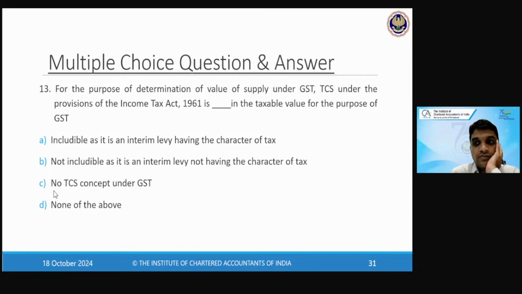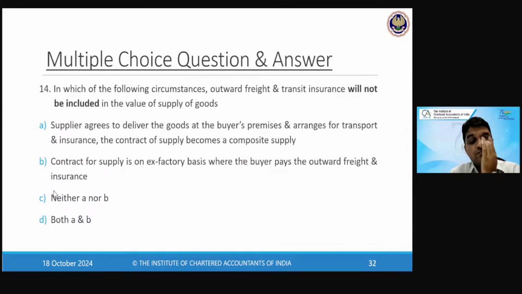Thirteen, not includable since it is not having the characteristic of tax. Correct. Answer is B. 14.